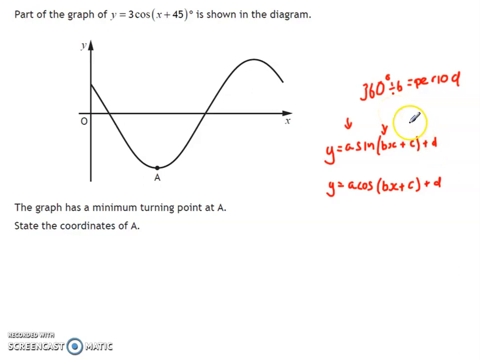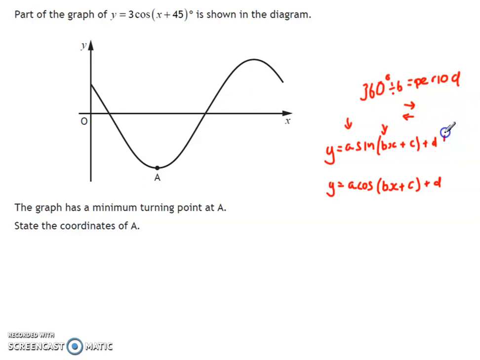The C takes the graph and shifts it left or right along the x-axis. So if we were to add on a number here, so let's say add 45, it would shift it along the x-axis by 45 degrees. However, it acts in the opposite way we would think. So if we add on 45 degrees, instead of shifting in the positive direction of x, it actually shifts it in the negative direction of x. So the graph in this case would shift that way for a positive value, and that way for a negative value of C. It has that sort of effect on it.